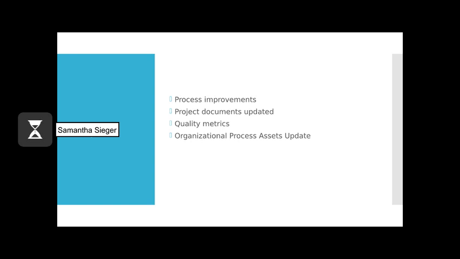The outputs of this group technique would be process improvements, project document updates, quality metrics, and organizational process asset updates. And all of these are generated by the ideas and the prioritization. So this is just a great way to lay out everything that needs to be done. Like I said, process improvements, in my example, were the application where we used it for our lean process improvements.